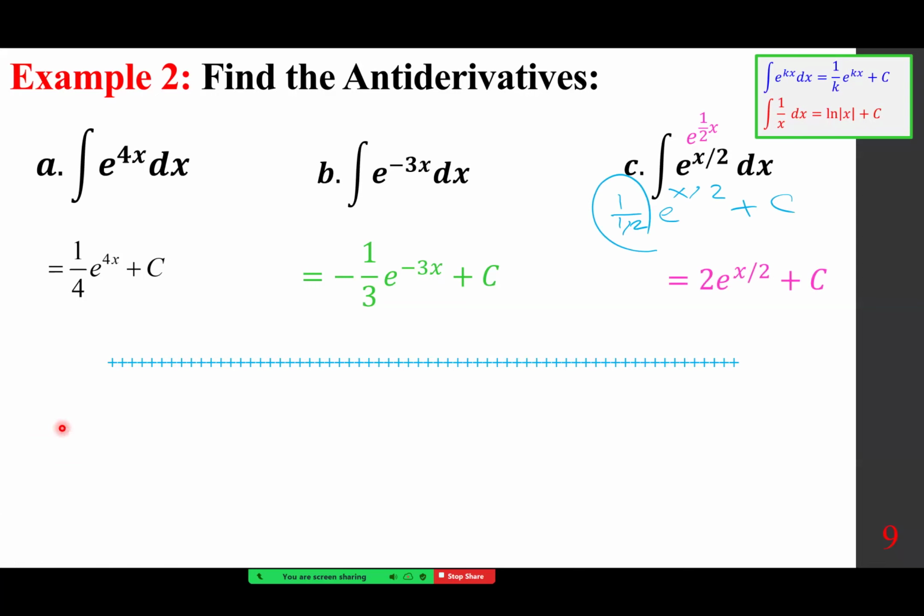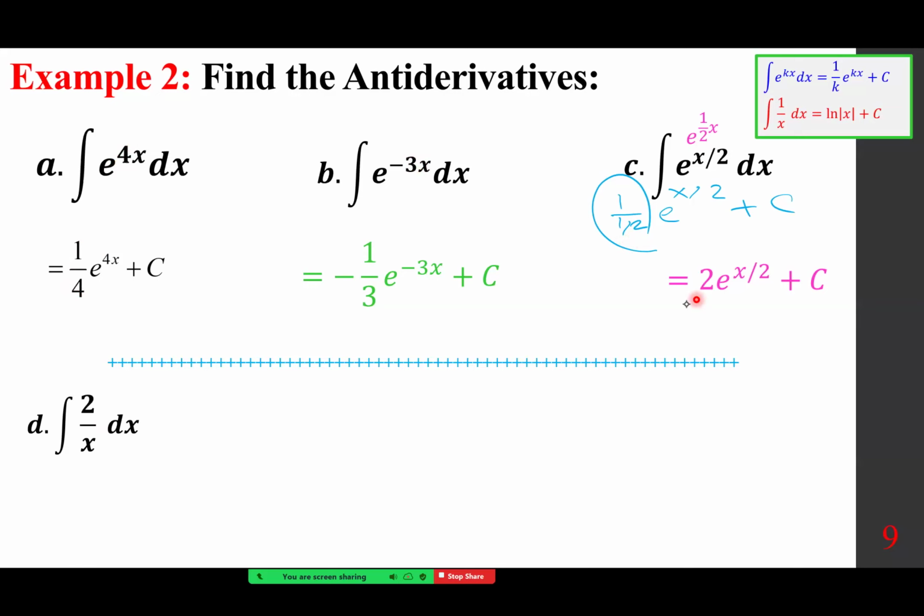So in short, for all the exponentials, the answer is itself. Whether you're differentiating or integrating makes no difference. In the case of differentiation, you multiply by k. In the case of integration, you divide by k. So we divide by 4, we divide by negative 3, we divide by 1/2, which resulted in 2.